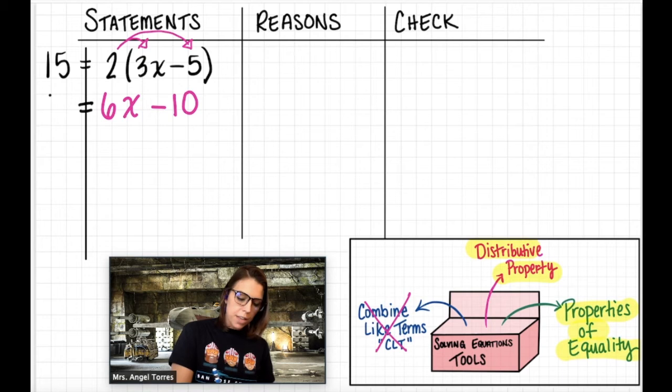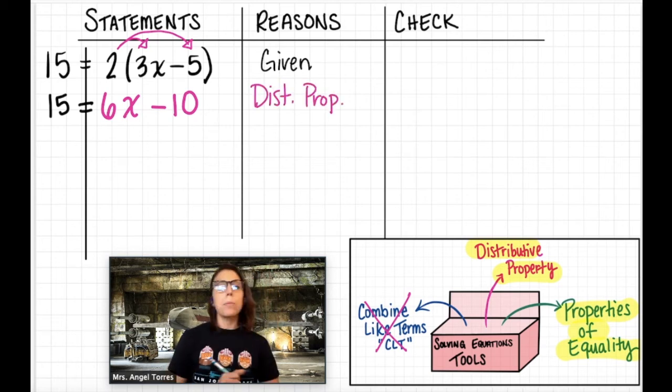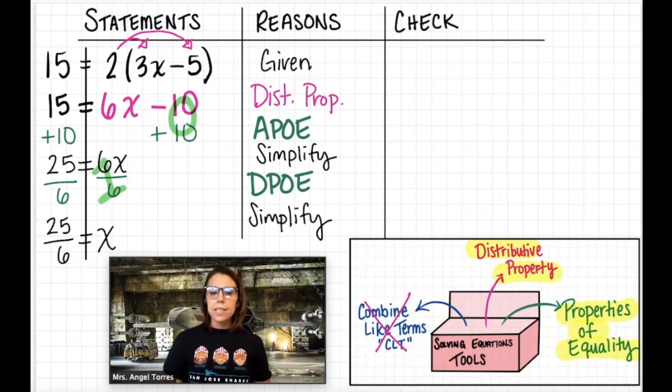And the 15 on the other side is not affected. So I started with my given equation, and then I applied my distributive property. Now I have a pretty simple two-step equation to solve. Go ahead and finish solving this equation now. Great, let's see how you did.